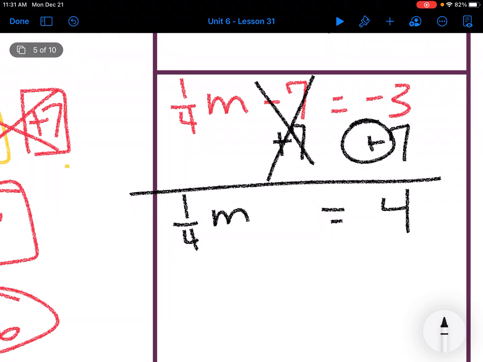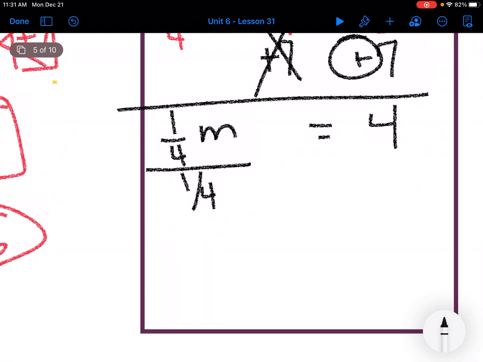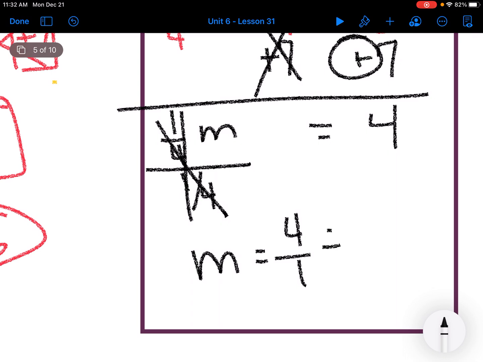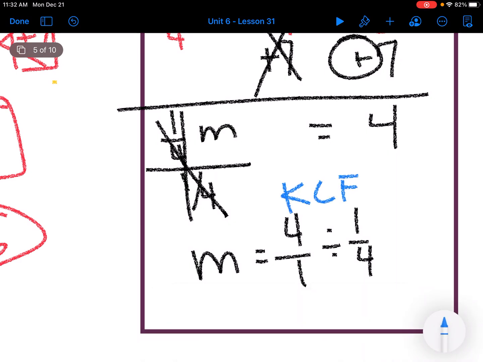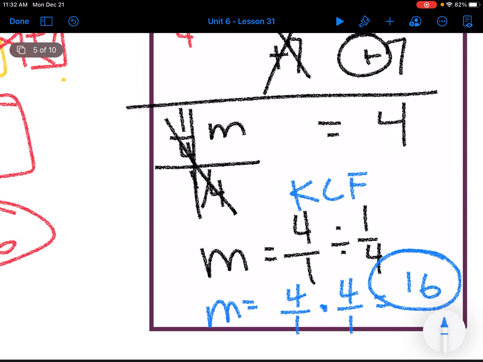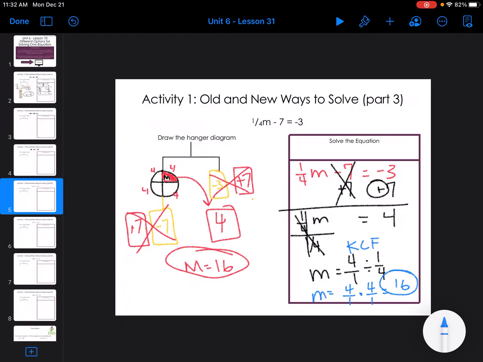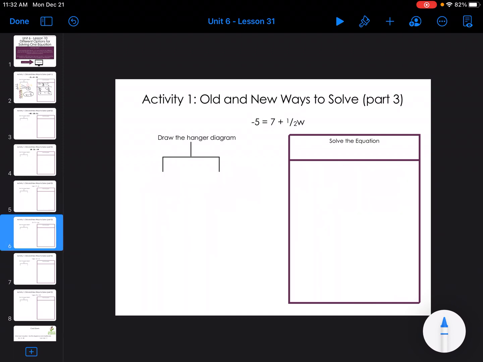Now, if I've multiplied by 1/4, I'm going to have to divide by 1/4, right? 4 over 1 divided by 1/4. So now we can't forget our general rules of keep, change, flip. And I get 16. So m equals 16. That one was different. Let's try another one.